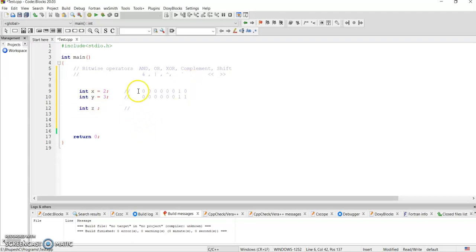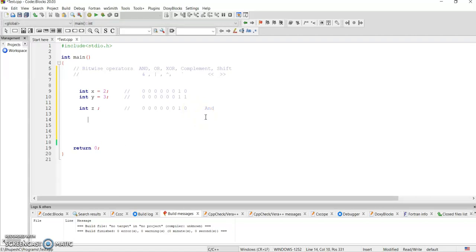Now let us do the AND operation. When you do the AND operation, it is done on each of these bits. We know what AND is: if both are true, only then we have one, otherwise we don't. So the AND operation of these will be 0, 0, 0, 0, 0, 0, 1, 0.